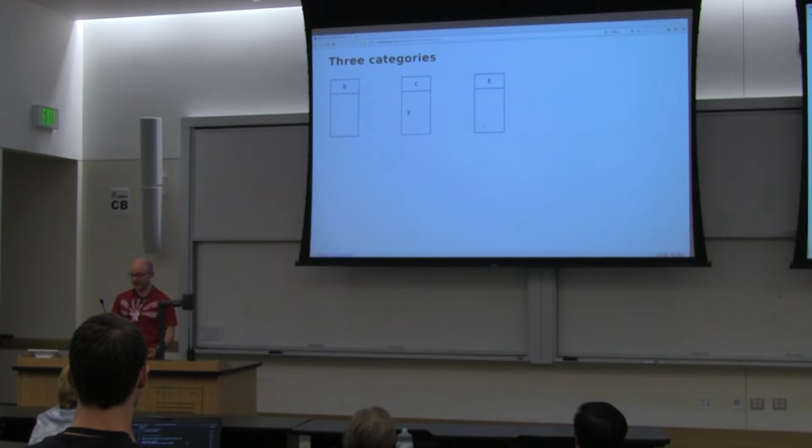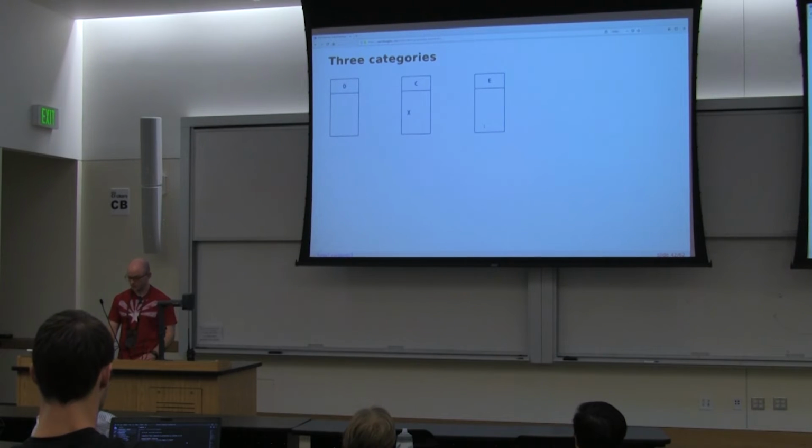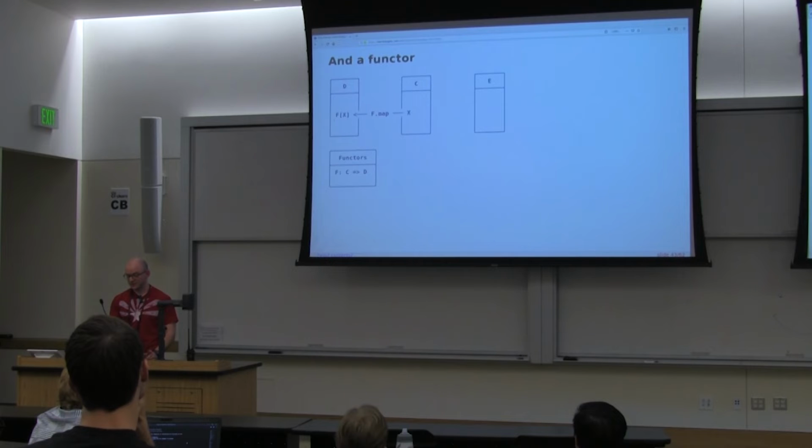So here we have three categories, C, D, and E. And C is the only one with an object, and that object is X. Since a natural transformation is an arrow between functors, let's first look at functors here. So I've added one functor F, which is a functor between C and D. So given an X, which is a C object, we can make an F of X, which is a D object, using our functor F.